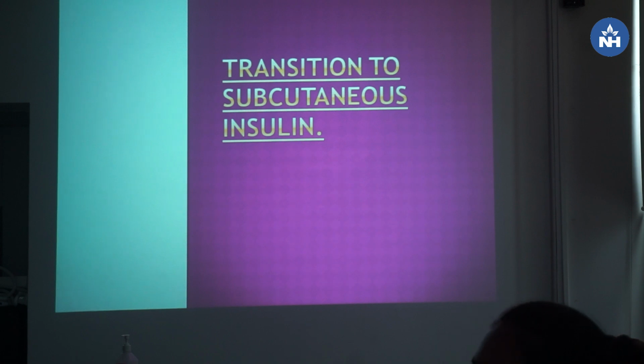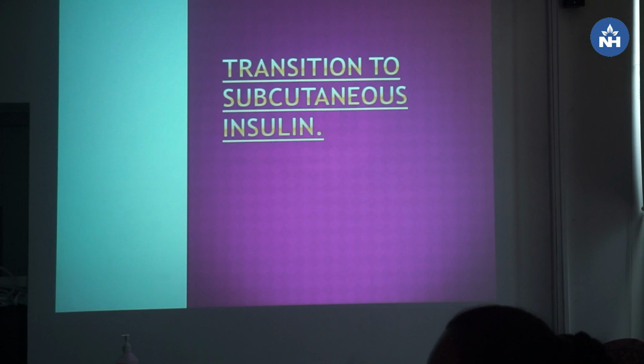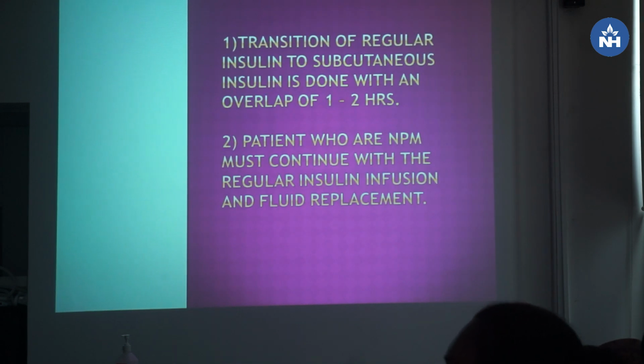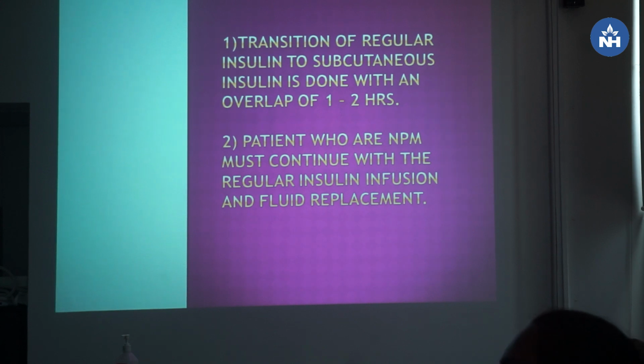After this, we cannot continue the regular insulin infusion for an infinite period of time, so we have to transition to subcutaneous insulin. Transition of regular insulin to subcutaneous insulin is done with an overlap of 1 to 2 hours. Patients who are nil per mouth must continue with the regular insulin infusion and fluid replacement.